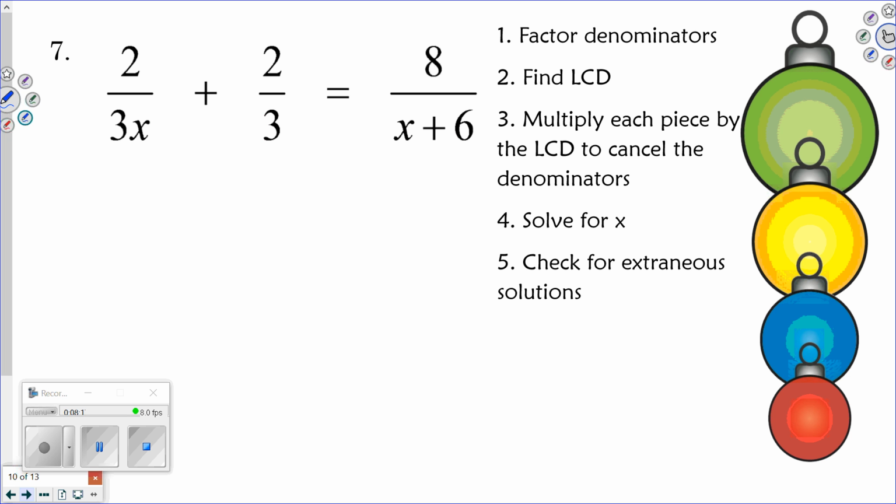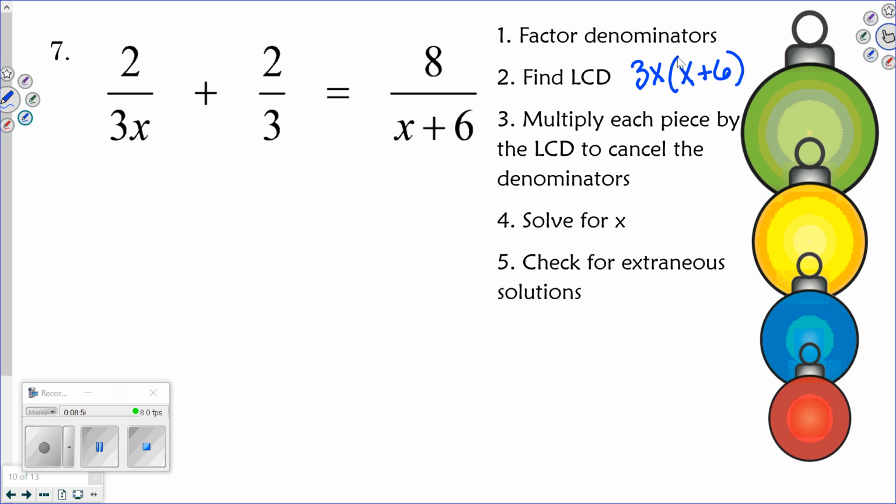Because when it says multiply each piece by the LCD to cancel it, I can. All right, so can we factor the denominators? No. You said there's an x plus 6. It doesn't factor. What is my LCD? I agree with the x plus 6 and a 3x. Again, stop and think. Will you have every piece cancel?